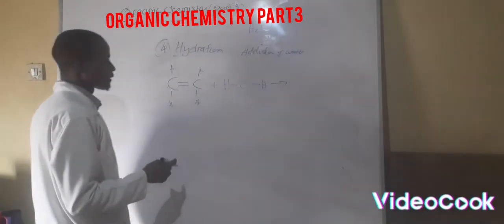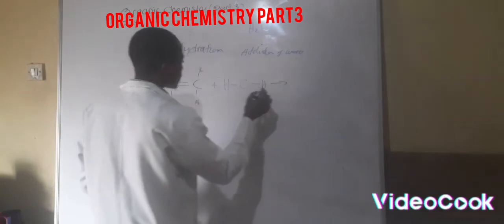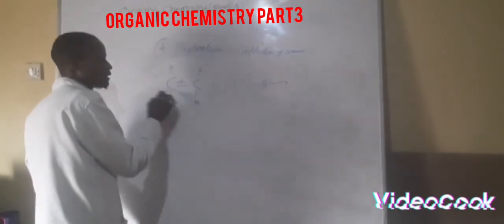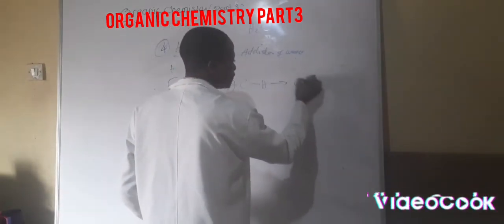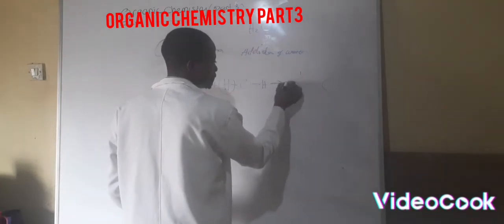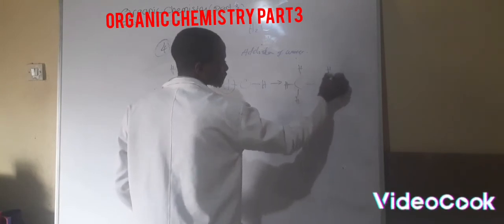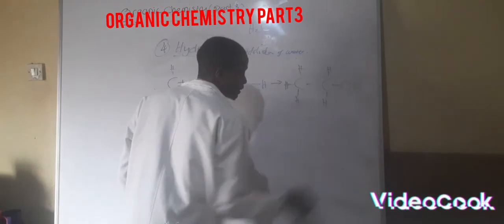The double bond will be broken open. Then when it's broken open, one hydrogen from the water molecule will attach to one side, and the hydroxide will attach to the other side, which will form this compound. So we have that. We have the hydroxide on the other side.